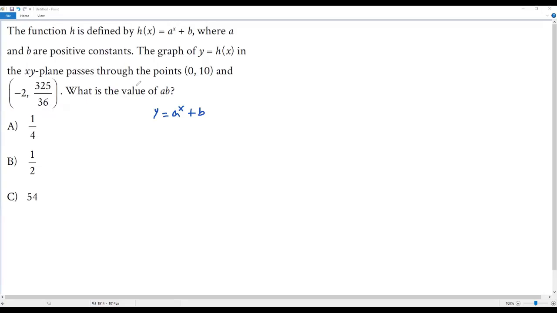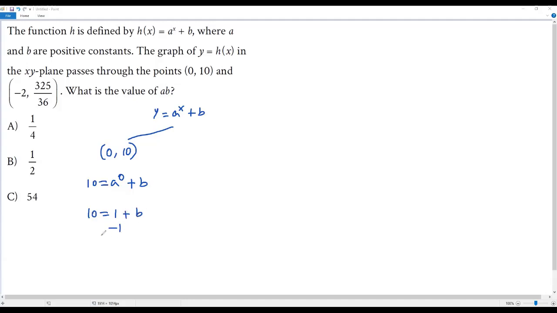Since the graph of the given function passes through the point (0, 10), I can plug this point into the function. That is, I plug in 0 for x and 10 for y. So 10 is equal to a to the power 0 plus b. Anything to the power 0 will result in 1. I mean, the value of a to the 0 power is just 1, so plus b.